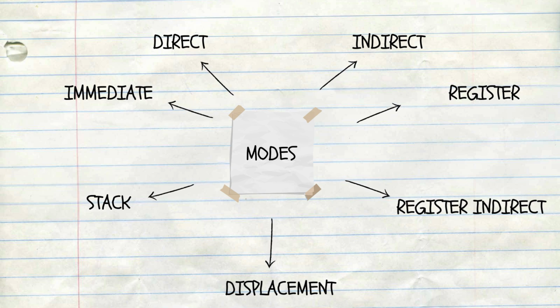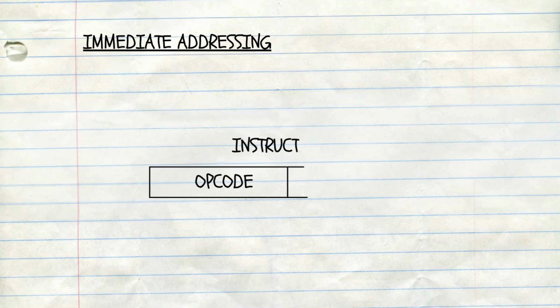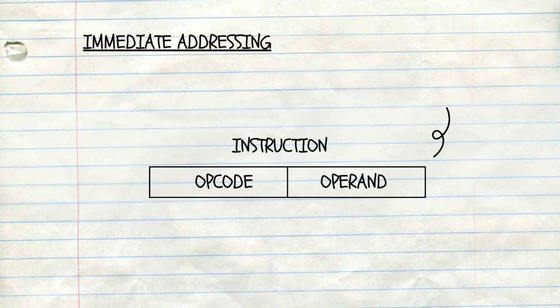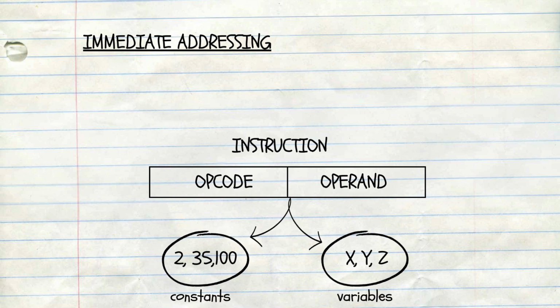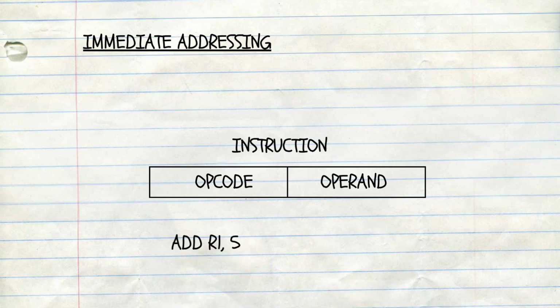They include methods like immediate, direct, indirect, register, register indirect, displacement, and stack addressing. Let's dive into each of these. Immediate addressing is the simplest form. Here, the operand is directly specified in the instruction. It's ideal for constants or initializing variables. While it's fast, as it doesn't require memory access, the operand size is limited by the address field. For example, you might use an instruction like add R1, 5, which adds the value 5 directly to register R1.